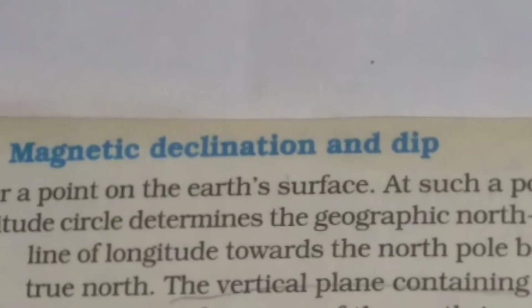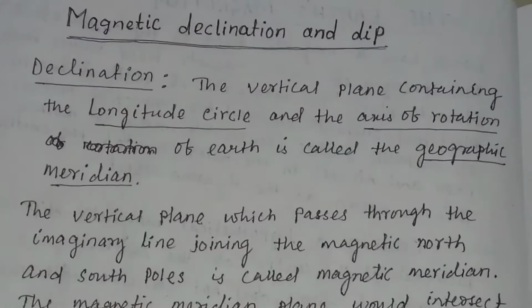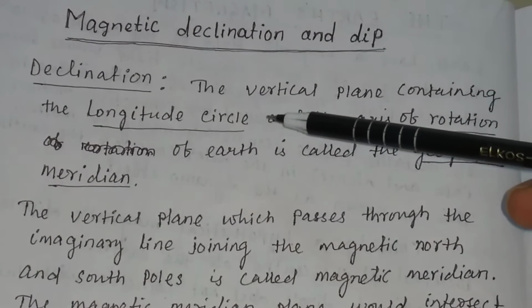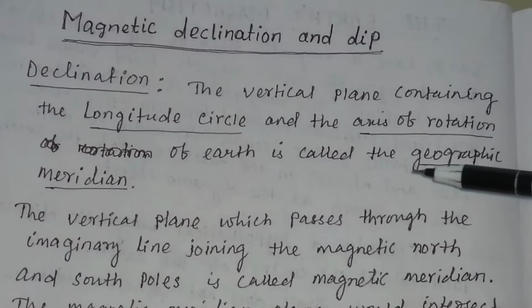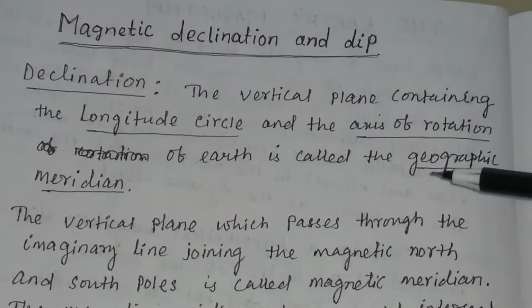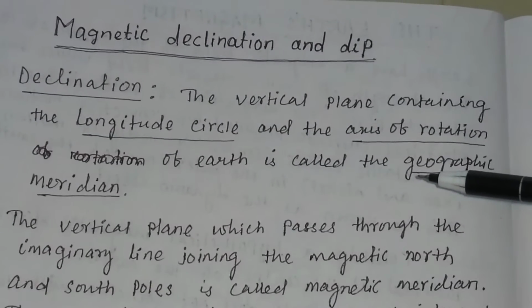Magnetic declination and dip. To know about magnetic declination, we must have an idea about the geographic meridian and the magnetic meridian.